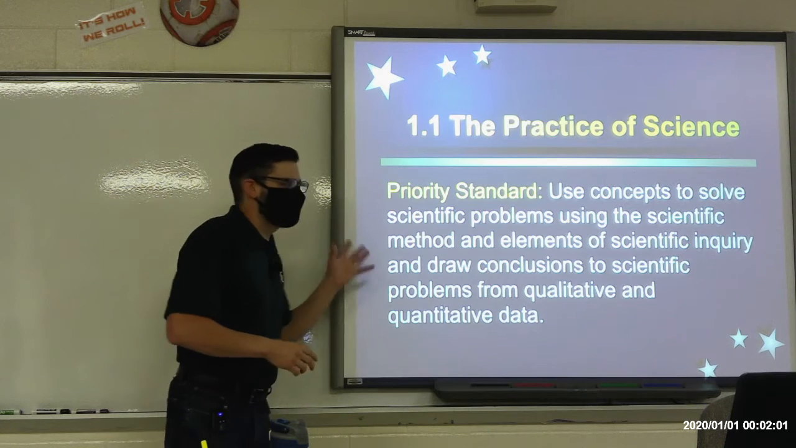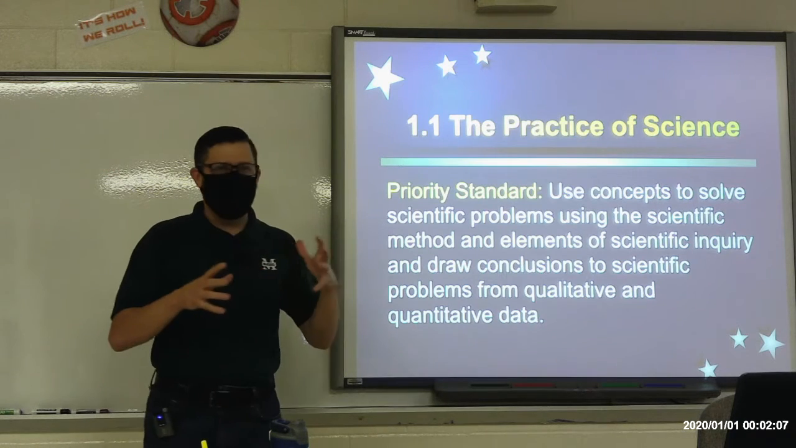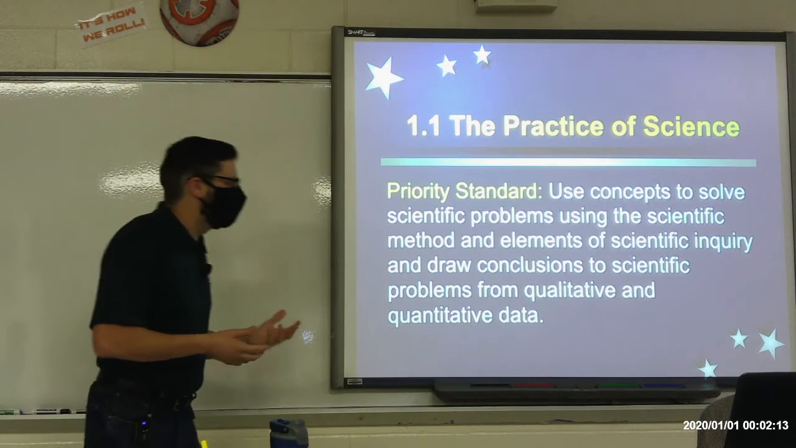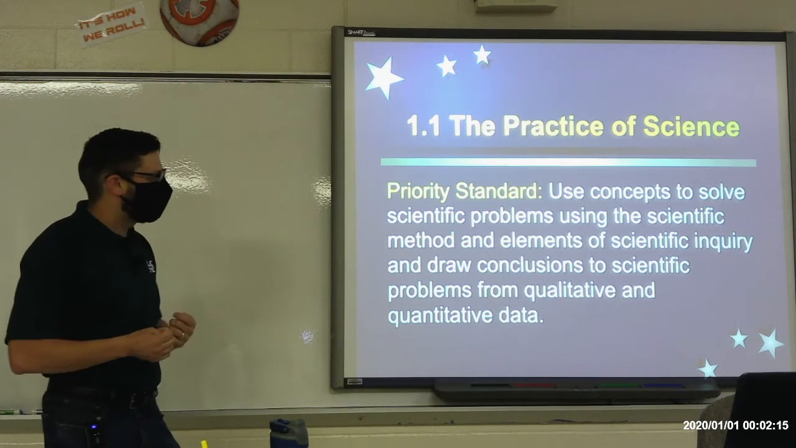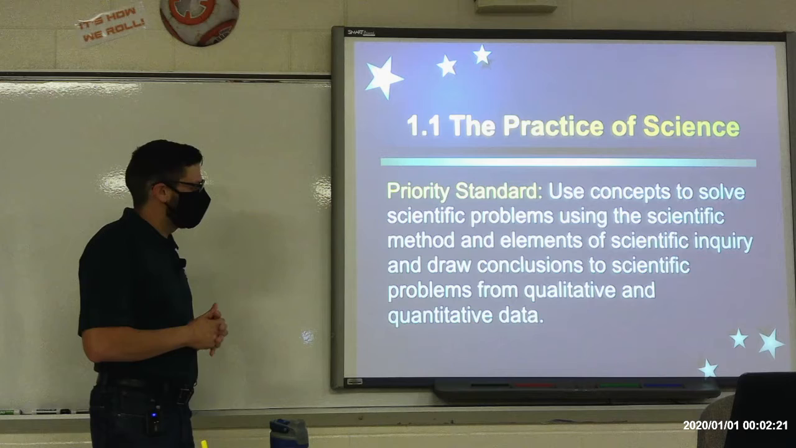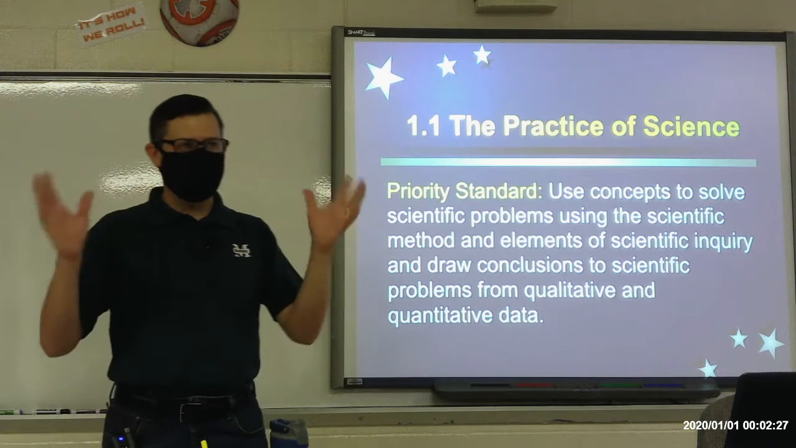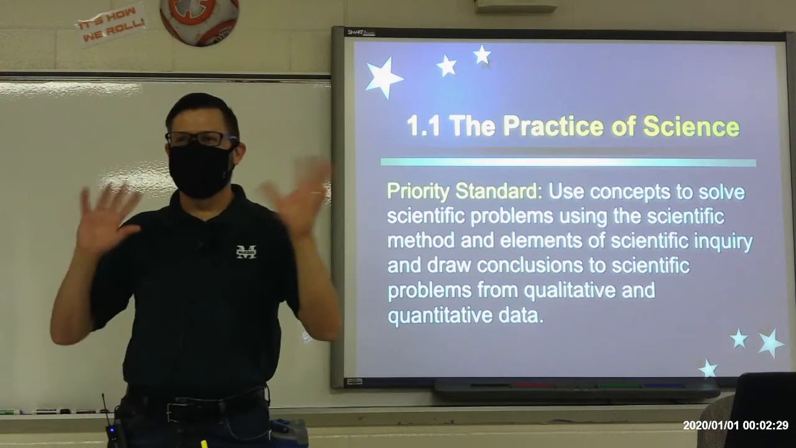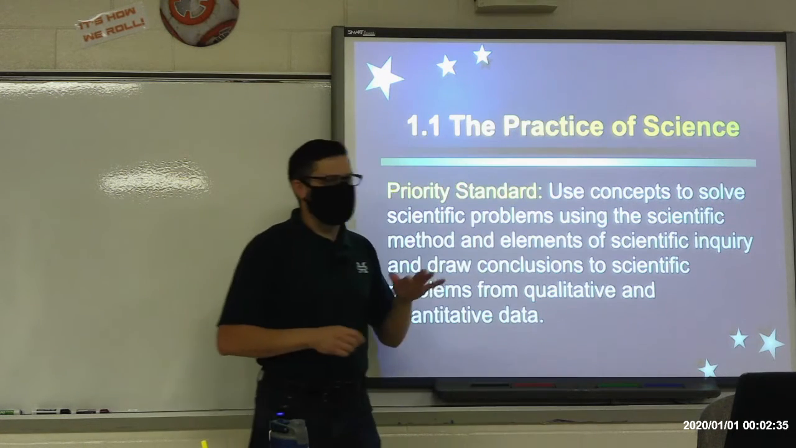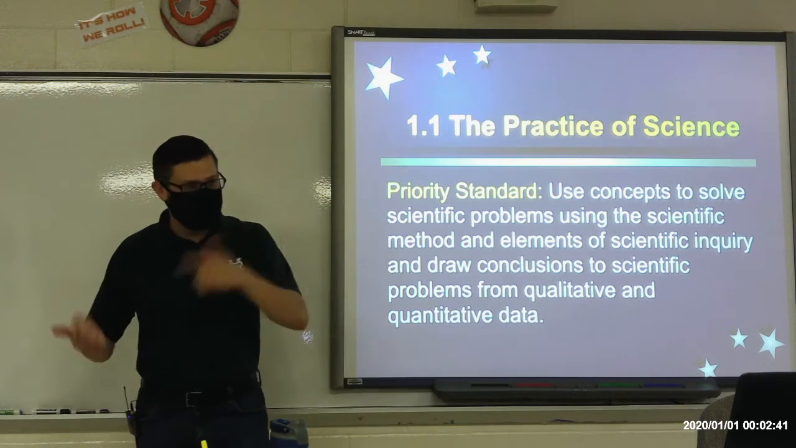So the first thing we have here is our priority standard. Remember, your priority standards are the main topic that we're trying to master in this particular unit. Okay, so the priority standard here is to use concepts to solve scientific problems using the scientific method and elements of scientific inquiry, and draw conclusions to scientific problems from qualitative and quantitative data. So there's a lot going on there, okay, and we're going to break it down and go through all those little pieces. Today we're going to focus specifically on scientific inquiry and the scientific method, and we are going to actually continue this on Friday.